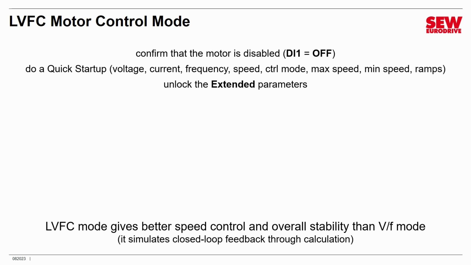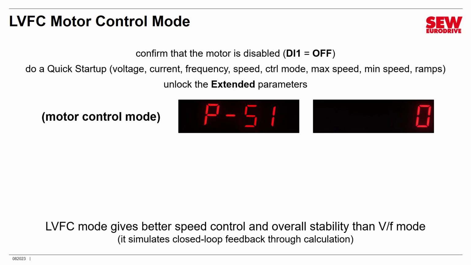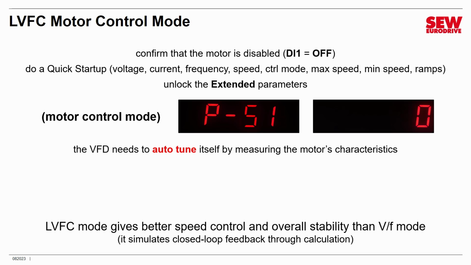Then unlock the extended parameters by putting a 101 in parameter 14 and go to parameter 51, which selects the motor control mode, and change it to 0. It will be 1 if you do a standard quick startup, which is VF mode. Change it to 0, that is LVFC mode. And then the VFD needs to do something special. It needs to do something called auto-tuning. What the VFD does, it puts some current through the motor's windings, it takes some measurements, and then it makes some adjustments to parameters. Auto-tuning is not available in VF mode. This is something LVFC mode requires, and it optimizes the VFD to the motor's characteristics.